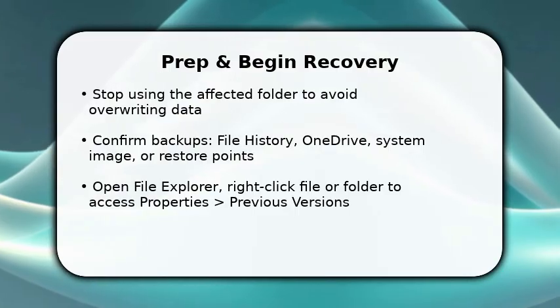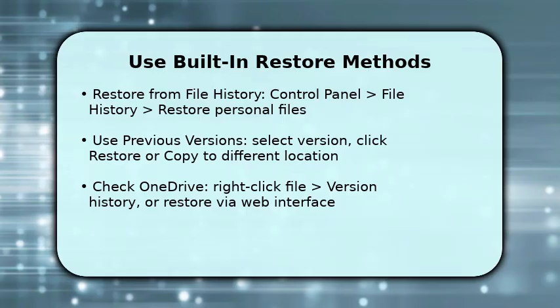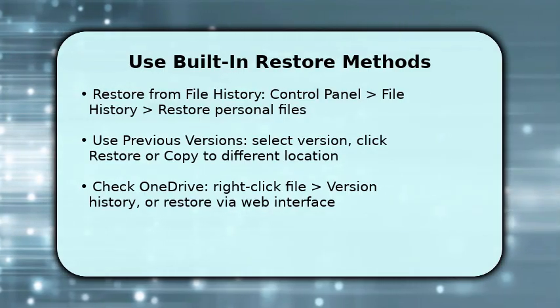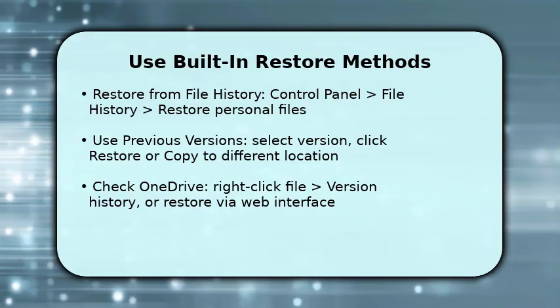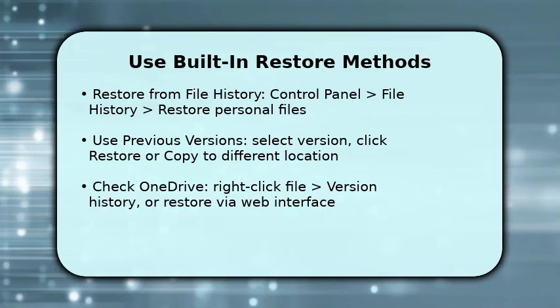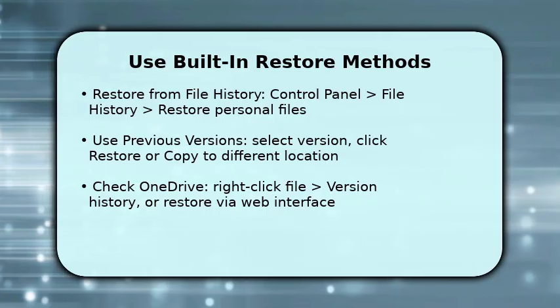Now execute the chosen restore path. If File History is enabled, go to Control Panel, File History, Restore Personal Files, browse to the file, and restore it. For previous versions, pick the timestamp that predates the replacement and click Restore or Copy to save elsewhere to avoid overwriting the current file.